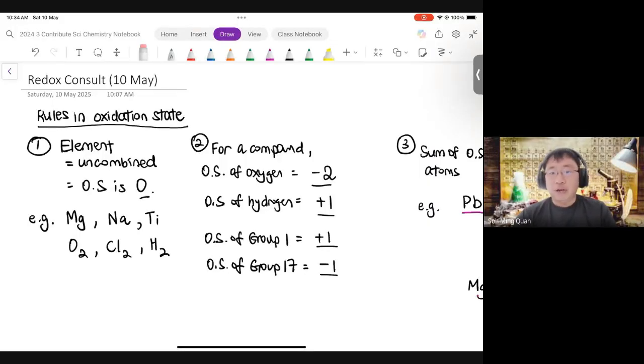Okay, good morning, everyone. Thanks for coming to revise redox. Today we are going to revise redox. We are going to first revise the rules in assigning oxidation states in particular.